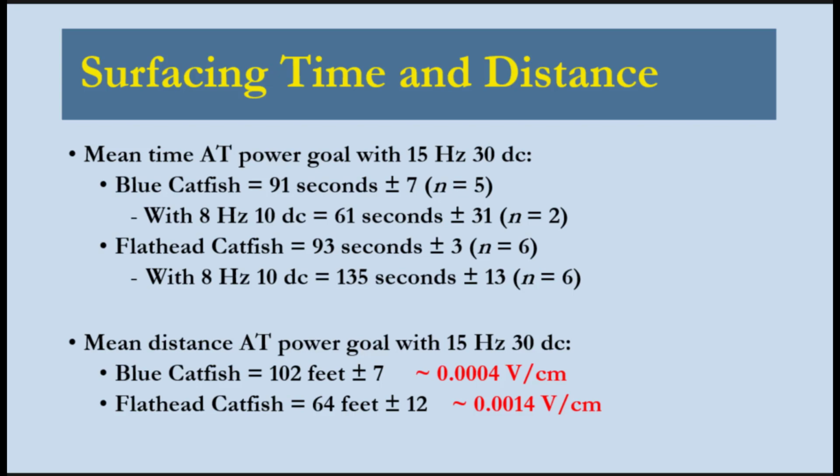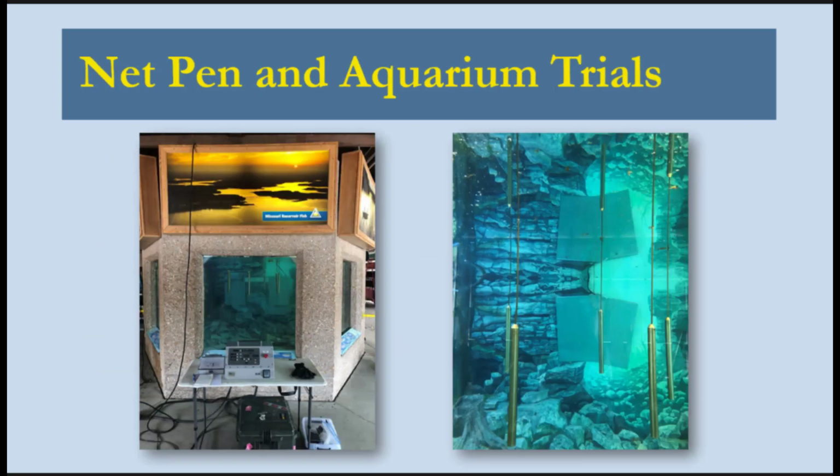And then the distance, this is mostly important to just reiterate that point that our average distances were 102 feet or 64 feet between the species. Well, either one of those is still maybe even sub 1 millivolt per centimeter. So it's almost nothing that's getting these fish to come up.